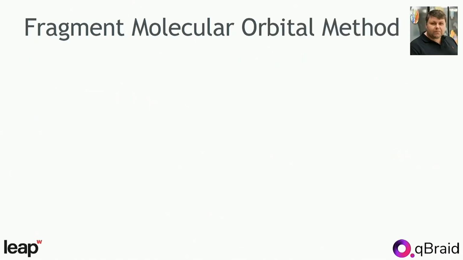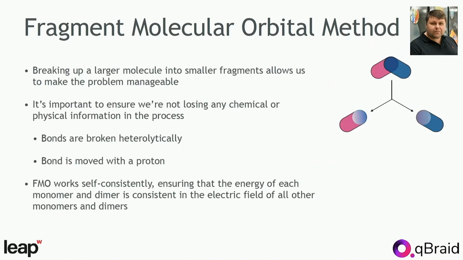The FMO method is developed with Yuri Alexeyev, who's at NVIDIA. Basically, what we do is we break up a larger molecule into smaller fragments to make the problem more tractable. And we want to do this without losing any chemical or physical information in the system. So bonds are broken heterolytically, and a bond is moved with a proton. As an example, here's propanol, and you see that what we do is we break it up into roughly equally sized systems with 8, 8, 8, and then 10 electrons, respectively.